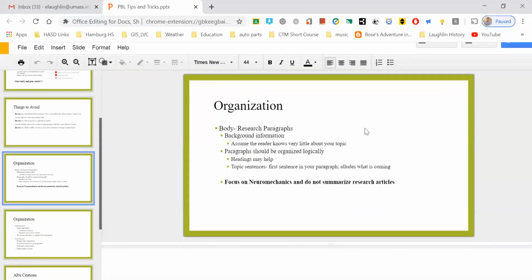It's also important that you assume your reader knows nothing or very little about your topic, because you want to explain the basics of what you're going to be talking about first before you get into the really nitty-gritty and heavy research-based information. Also, paragraphs should be organized logically. So if you talk about the kinetics of one part and then you want to talk about the kinematics, maybe consider separating those two. Or if you want to talk about kinematics and kinetics and then talk about something else, feel free.